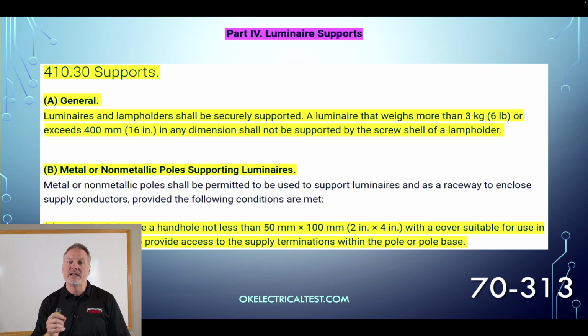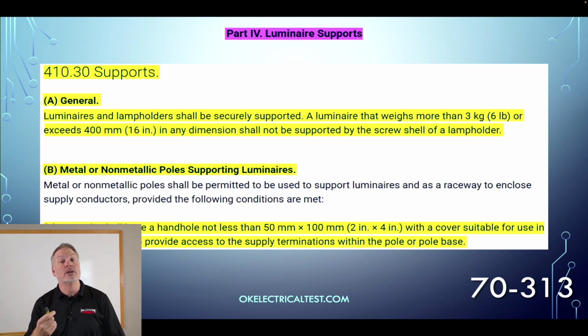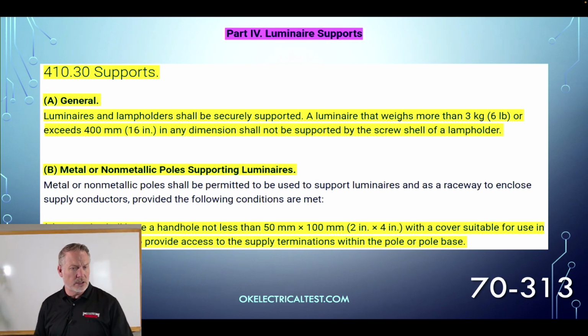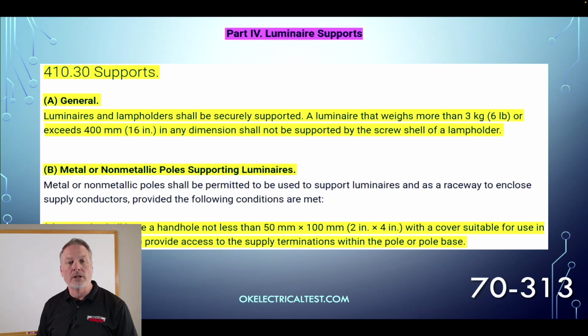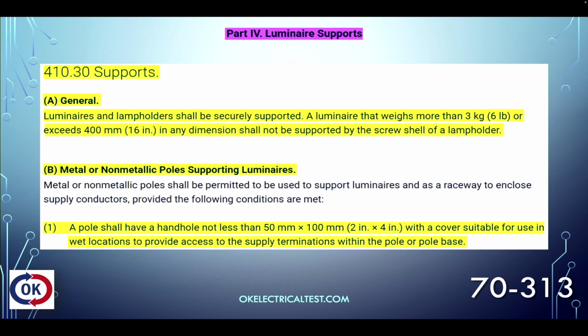Let's go to 410.30, supports. What are we supporting? Luminaires, right? And letter A, luminaires and lamp holders shall be securely supported. A luminaire that weighs more than 6 pounds or exceeds 16 inches in any dimension shall not be supported by the screw shell of a lamp holder. Right? So I can't use where I screw the light bulb in. They call that a screw shell lamp holder, right? We call that an Edison base. They're saying that a luminaire that weighs more than 6 pounds can't be just supported by that Edison base.